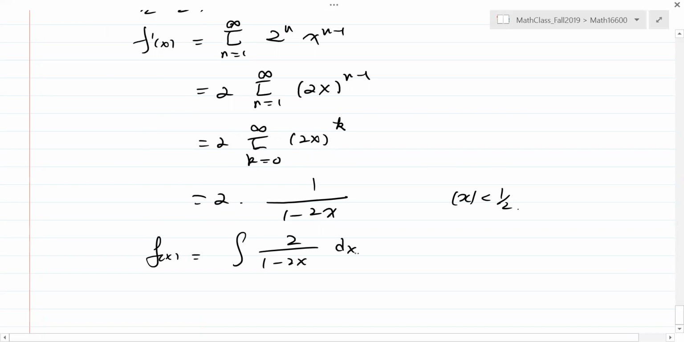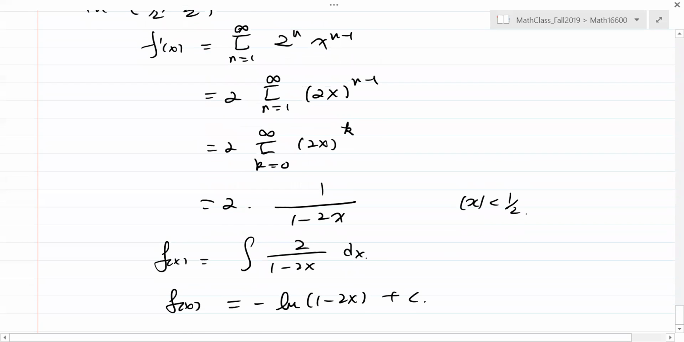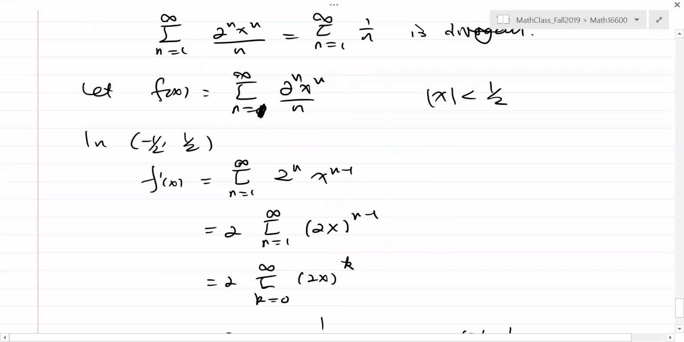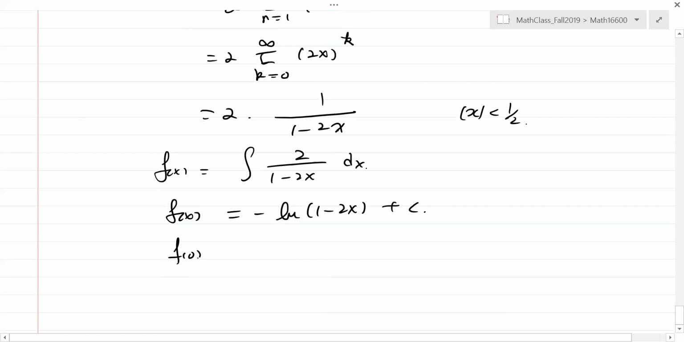I integrate. If I integrate, what is the antiderivative of this? I think it's negative natural log of 1 minus 2x. When you differentiate, you get 2 in the numerator, a negative 2, so plus a constant. So this is my f of x. I need to determine the constant. When I look at the original function, what is the value when x equals 0? It is 0. So f is 0, which implies c is 0.